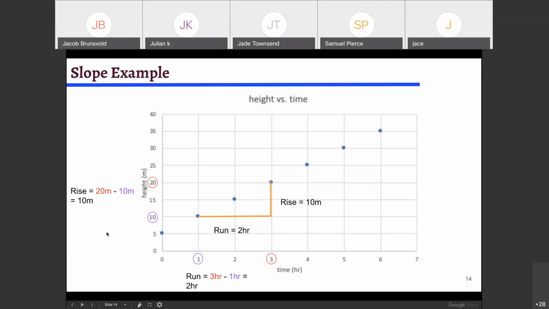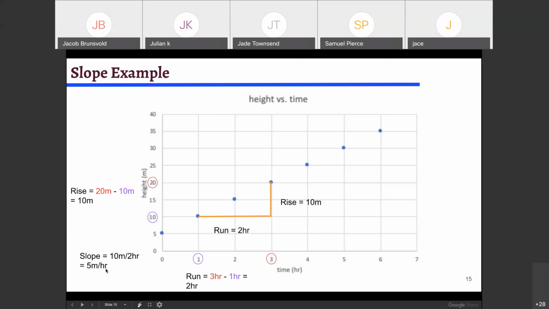So let's go on how to calculate slope. Remember that slope is rise over run. So our rise is 10 meters. Our run is 2 hours. 10 divided by 2 is 5. So those of you who said 5, you are correct. But remember from the earlier slide, we need to include units with our answers in science. So our units should be meters per hour. So meters/hours.